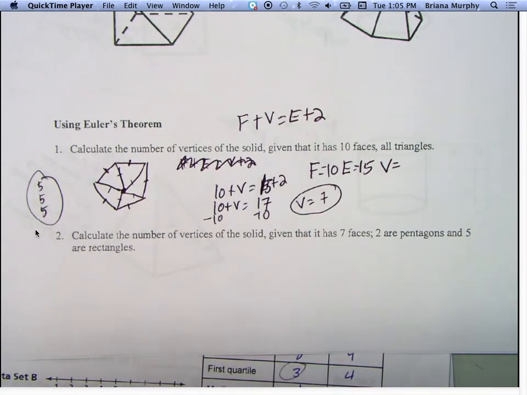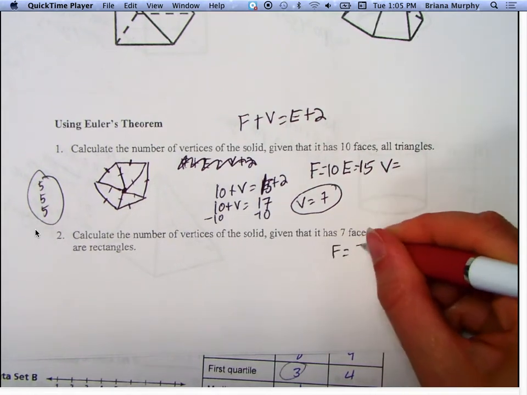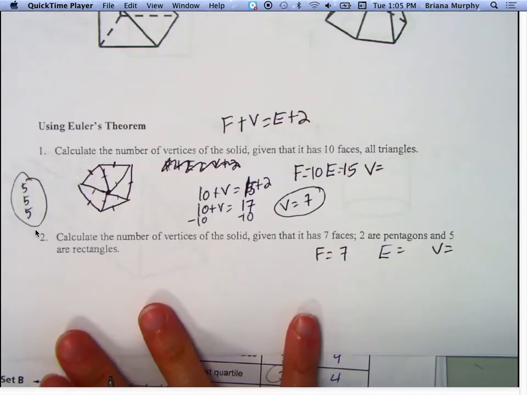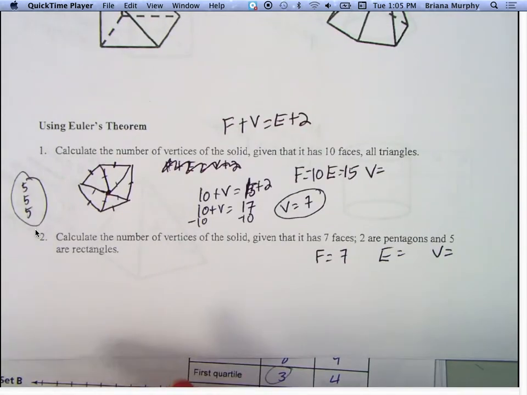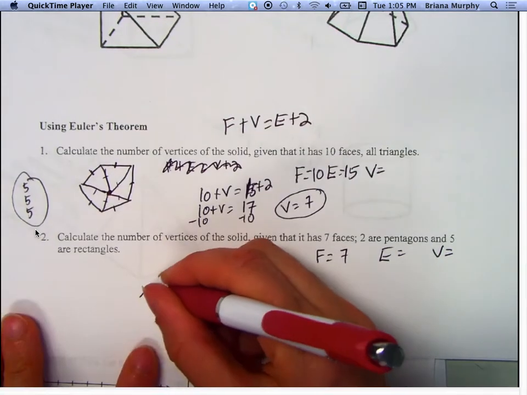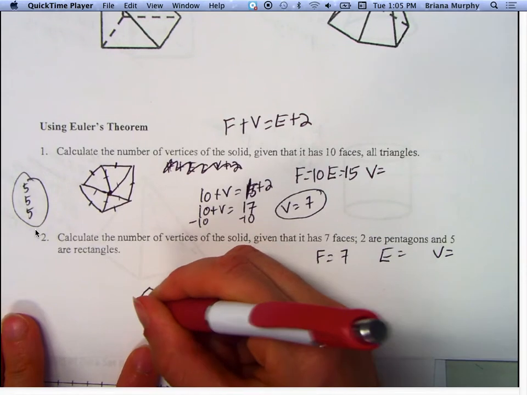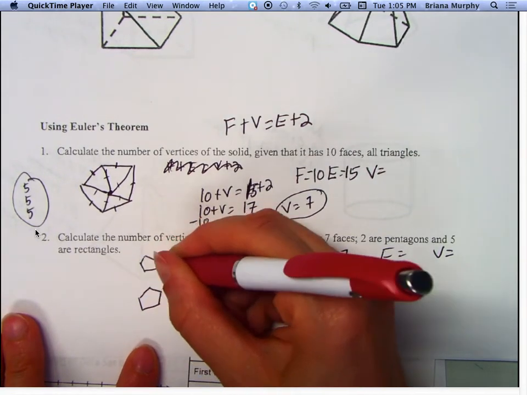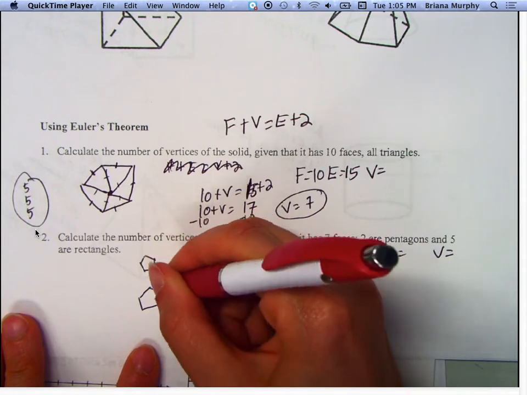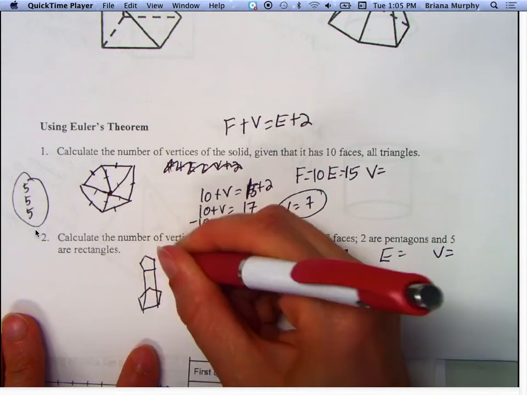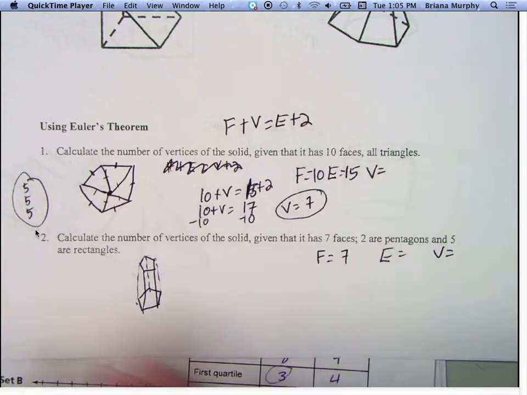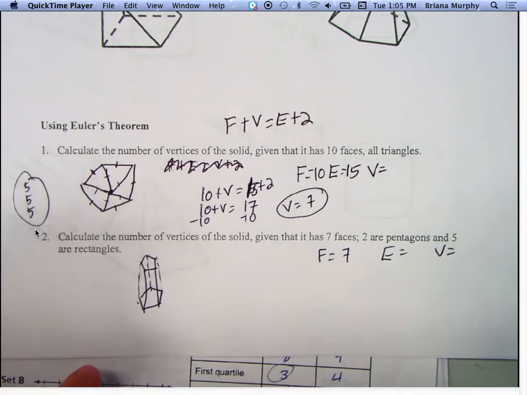Calculate the number of vertices of the solid given that it has 7 faces. So we know how many faces already. We got to find the edges, and we're looking for the vertices. 2 are pentagons and 5 are rectangles. So I've got this pentagon, and I have another pentagon, and they meet with these rectangles. Okay, how many edges do I have?